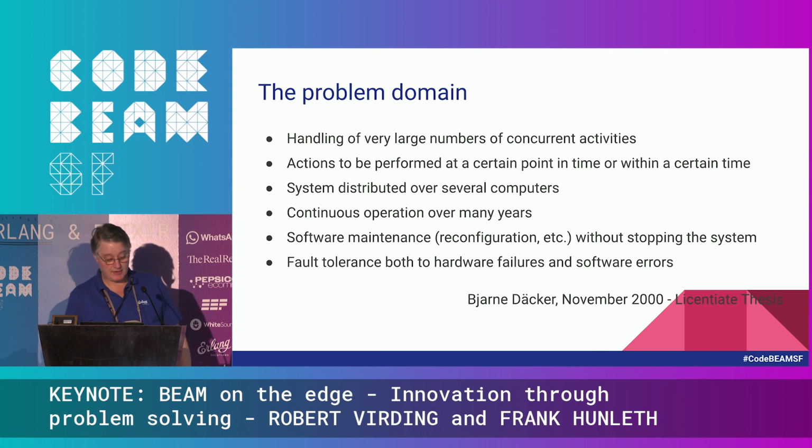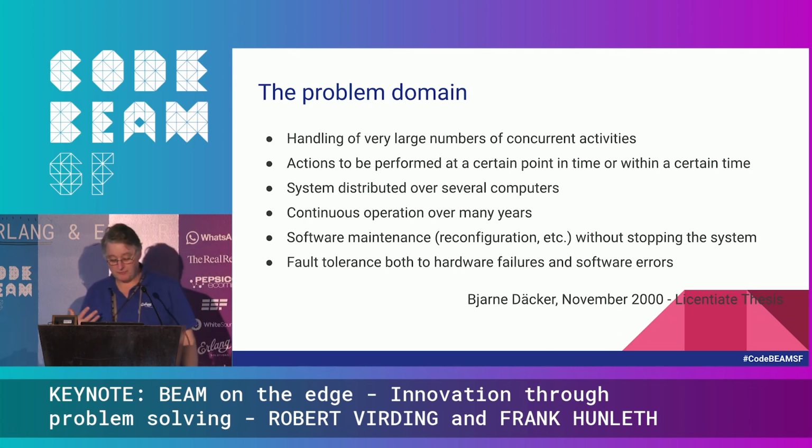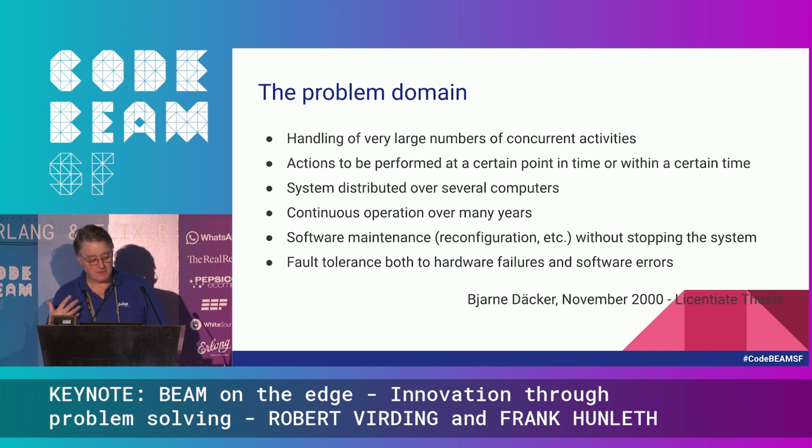So these six points come from a thesis by Bjarne Däcker, who was the boss of the lab at that time. He had some other points as well, but these ones I felt were most important, describing the problem domain. So it has things like very large concurrency, because you're doing a lot of things. You might have hundreds of thousands of connections, tens of thousands of calls going on, and the switch doing stuff. You have timing constraints. Things have to happen within a certain time or at a certain time. This meant, for example, the system must never block.